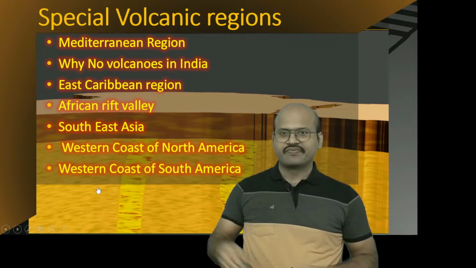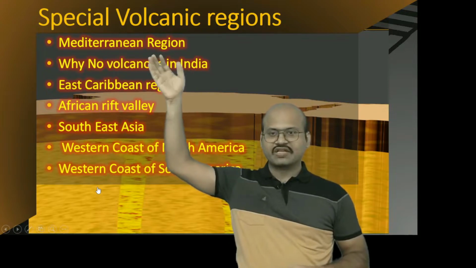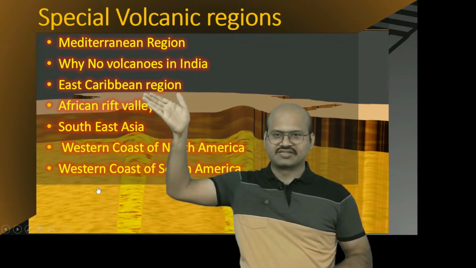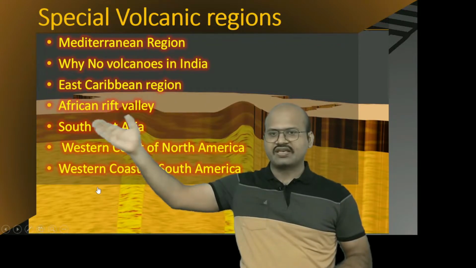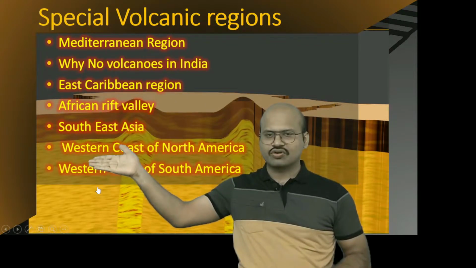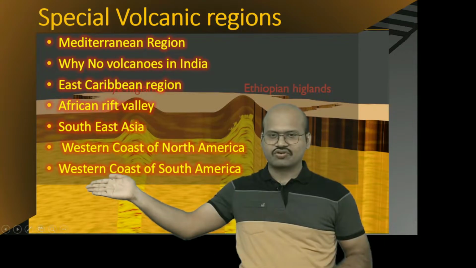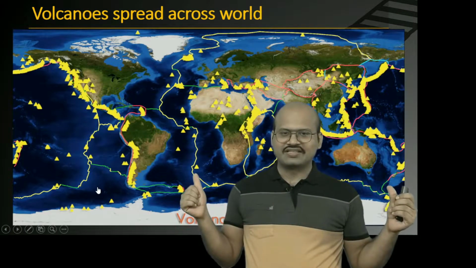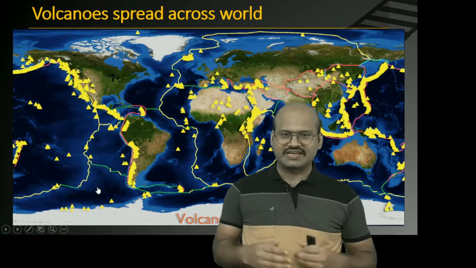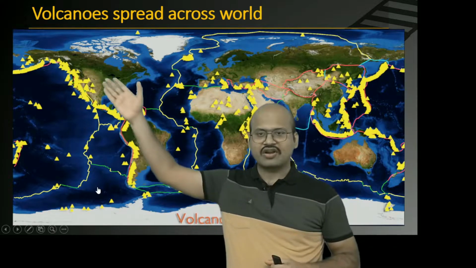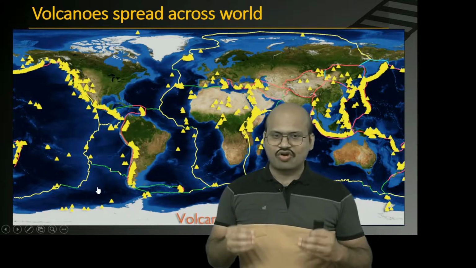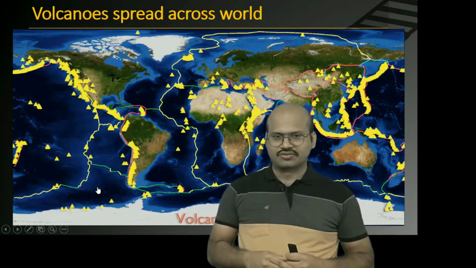We will see the Mediterranean region, then we will see why no volcanoes are there in India, then we will see the East Caribbean region, the African Rift Valley, Southeast Asia, the western coast of North America and the western coast of South America. We have already seen this map, and from this map we can easily understand that volcanoes are concentrated in the tectonic boundaries. More specifically, they are concentrated in subduction zones.